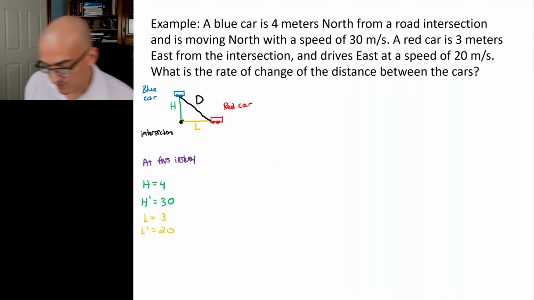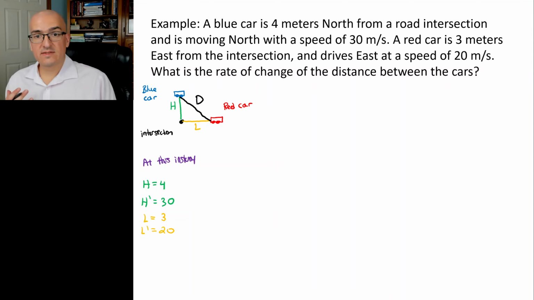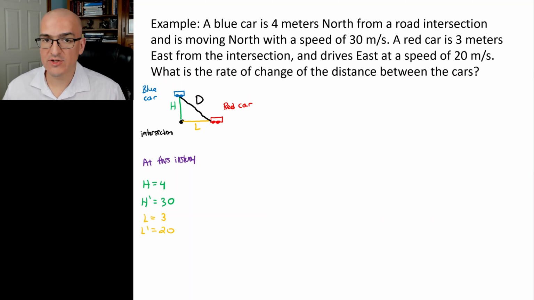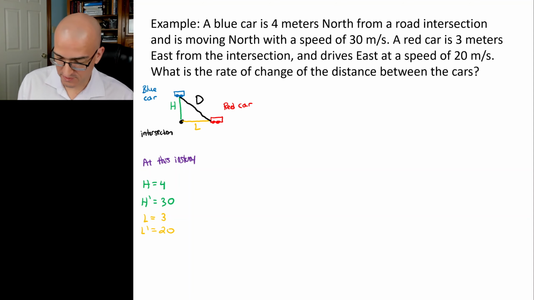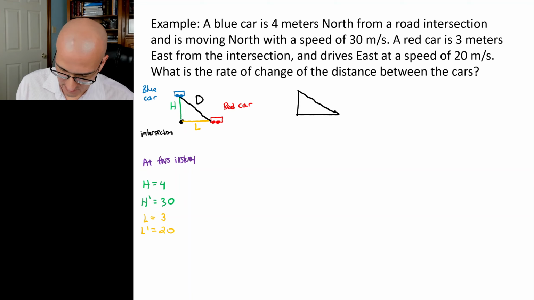Okay. So that's kind of step one, setting up the picture, extracting information from the paragraph. And now we have to figure out how we're going to answer this question. How do we find the rate of change of the distance between the cars when I don't have an expression for the distance itself? We've got to go back to this.